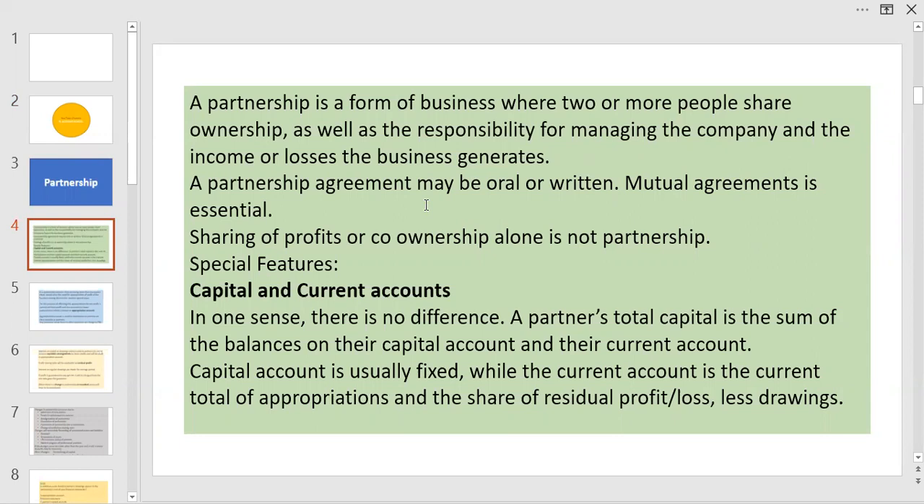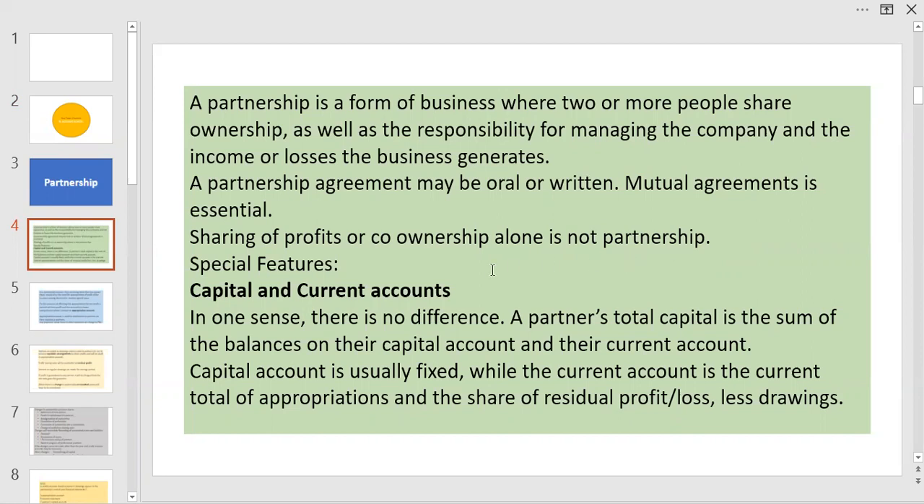Partners co-own the properties, but co-ownership alone is not partnership. For example, if a property is inherited by children from their parents, they may co-own, but they are not partners. Similarly, sharing of profits alone is not an indication of partnership. For example, a portion of profit can be shared among managers or staff members.